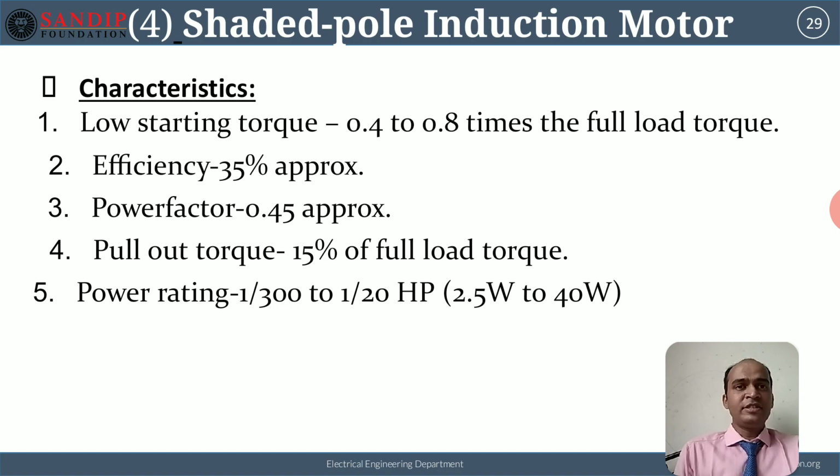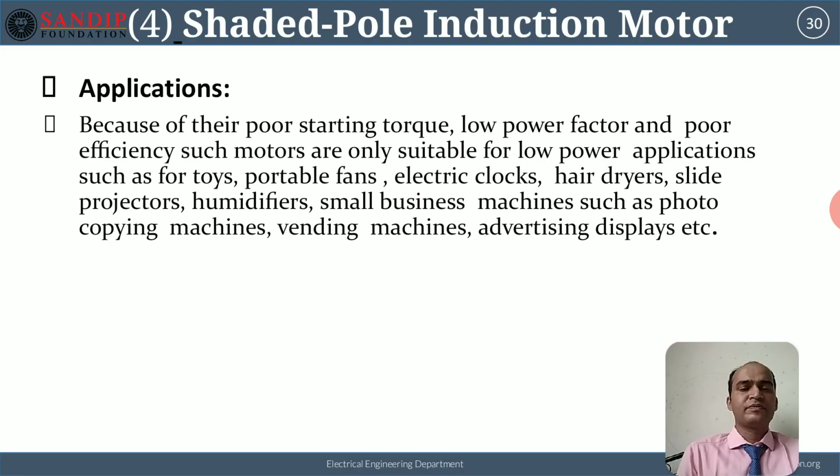Next, the characteristics of shaded pole induction motors. Low starting torque, that means 0.4 to 0.8 times the full load torque. Efficiency is 35% approximately. Power factor is 0.45 approximately. Full load torque is 50% of the rated, and power rating is 1/300 to 1/20 HP, that means 2.5 to 40 watts.